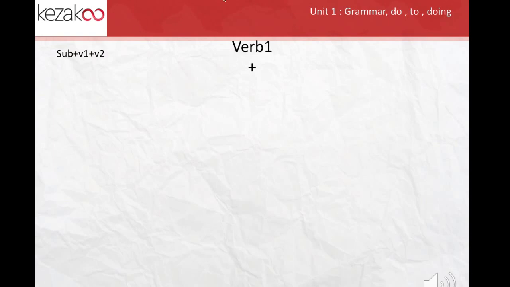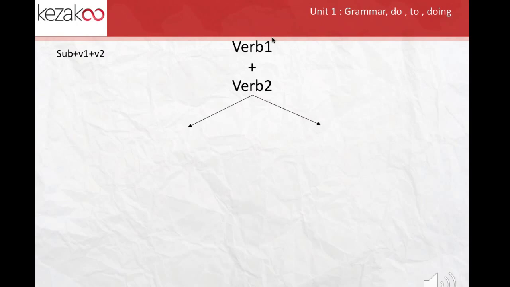So we have a verb 1 that is followed with a second verb. For example, I want to go, or I want to do something. So we have the subject, which is I. Then we have a first verb, which is want, and then a second verb, which is to do or to go. So how can we use those second verbs?